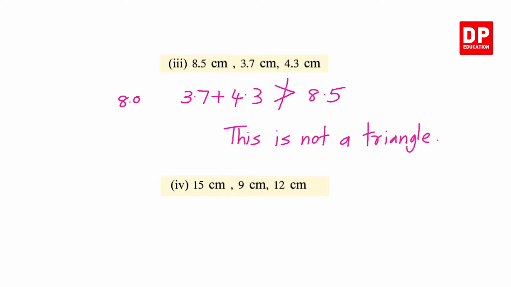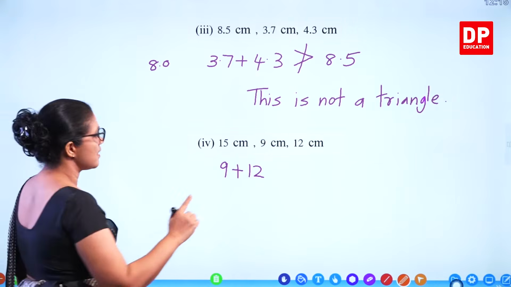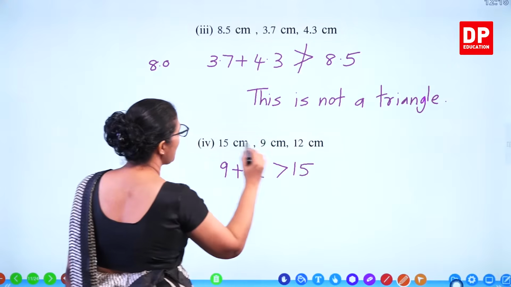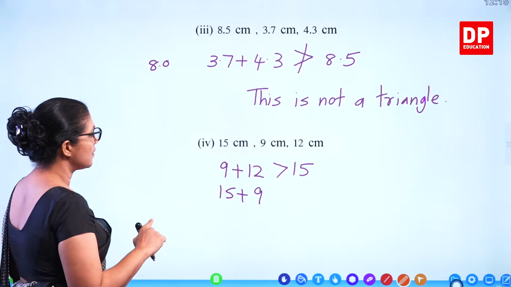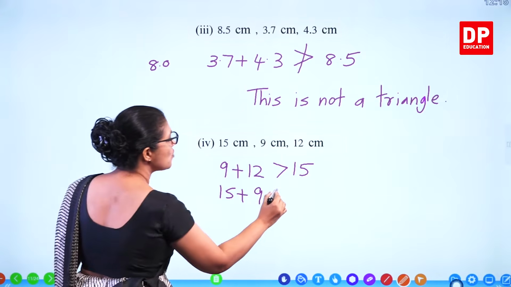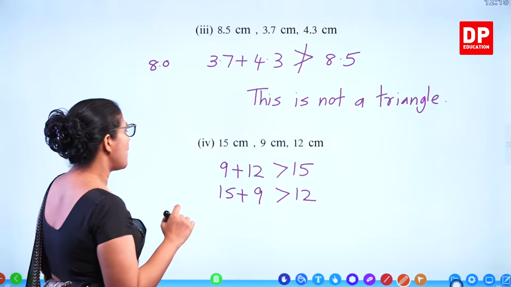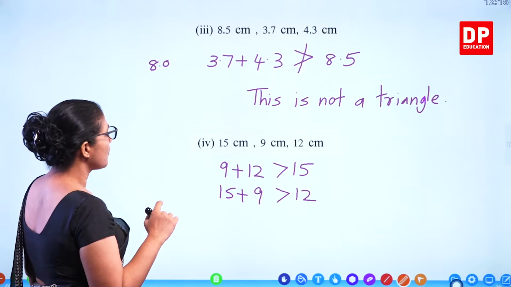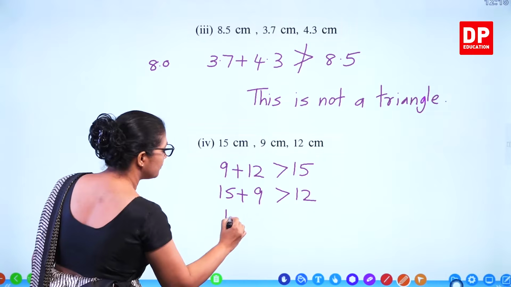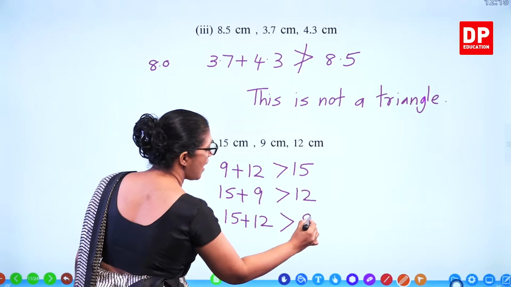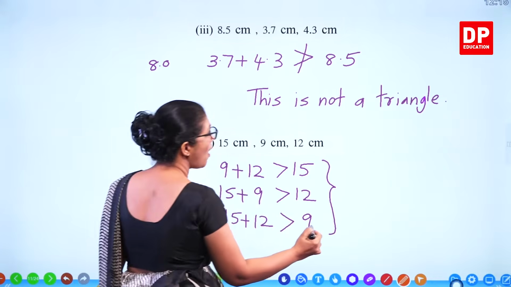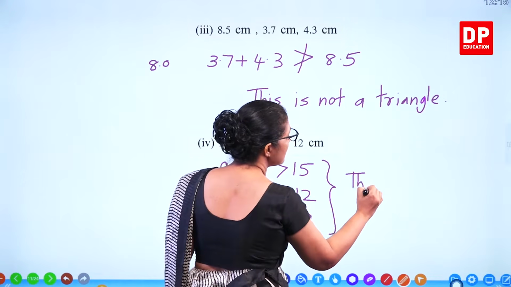15, 9, 12. So we'll take these two, 9 plus 12. That's 21, which is greater than 15. 15 and 9, you get 24, that's greater than 12. And what are the other two lengths we have to check? 15 and 12, which is definitely more than 9. So all these satisfy. So this is a triangle.